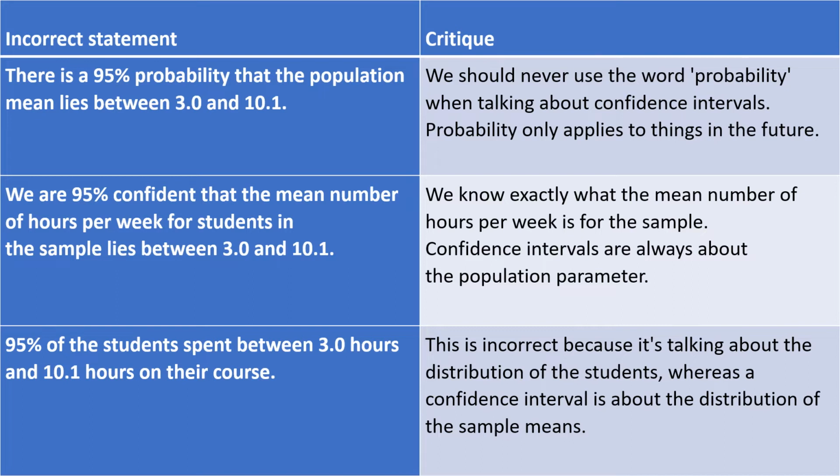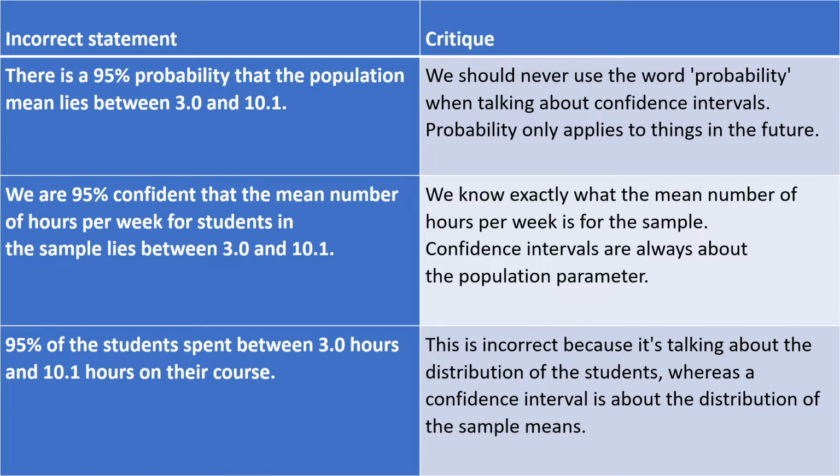There is a 95% probability that the population mean lies between 3 and 10.1. People, the critique: we should never use the word probability when talking about confidence intervals. I sometimes use it myself to explain it to you, but it is wrong. It's better to say we expect. Okay? So we should never use the word probability when talking about confidence intervals. Probability only applies to things in the future.